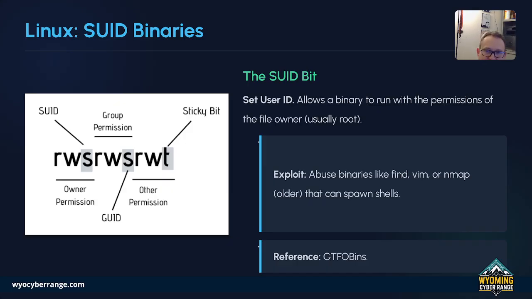So if we can find a binary like find or vim or an older version of nmap that has a SUID bit set, attackers can abuse it to spawn a root shell. You can always reference the GTFOBins project online for the exact commands to exploit these. And yes, the GTFO does mean exactly what you think it means.